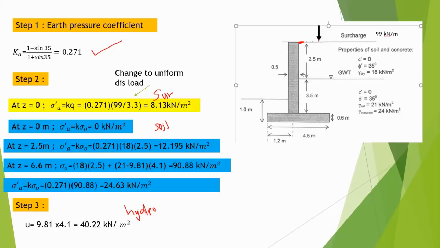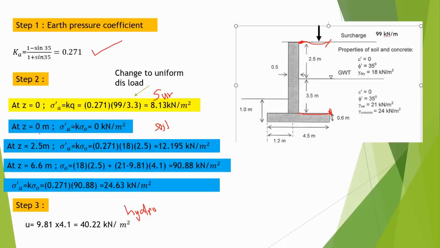Tapi kita nak distributed. Macam mana nak tukar distributed? Kenalah bahagi dengan dia punya base dia. Okay, base of this. Okay, make sure kena kat sini saja. So, 99 bahagi 3.3 dapatlah 30 per meter square. Okay, make sure you need to change the uniform surcharge, okay? Bahagi dengan the distance on the base ni. Make sure dia kena base saja. Yang ni ke sini.